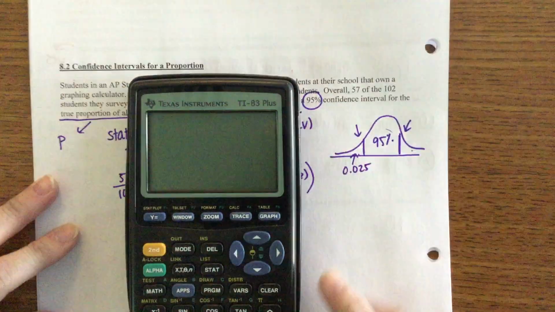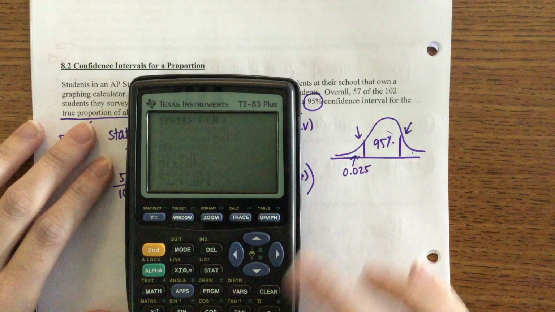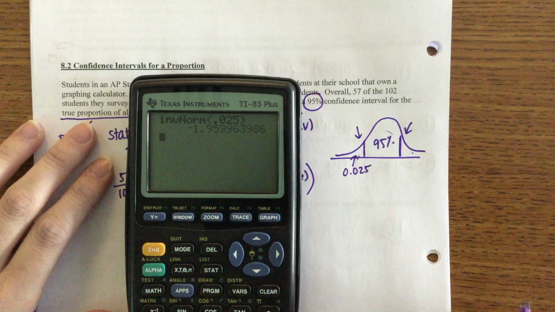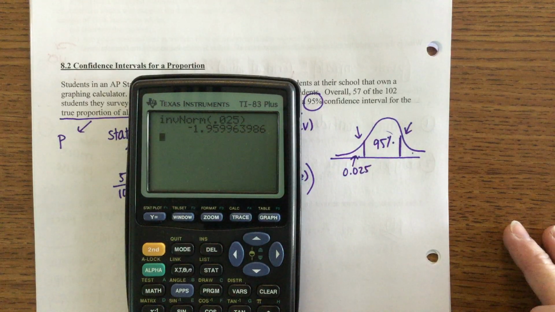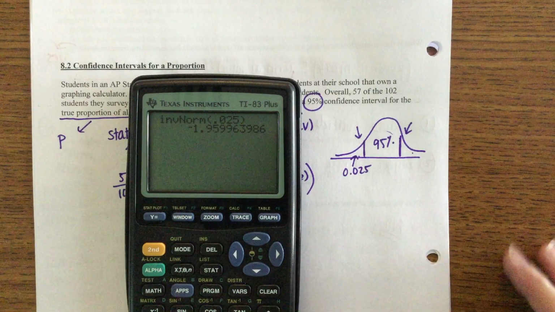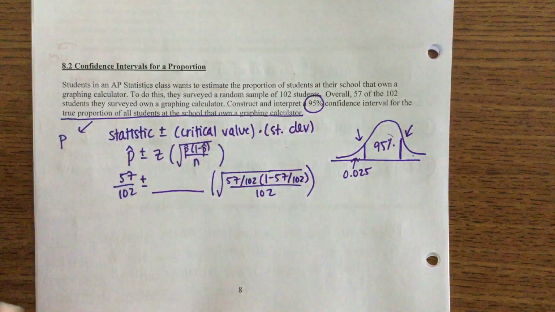So then on a calculator, you're going to go second distribution, inverse norm of 0.025. Okay, you're always going to use the positive answer though. So you don't want to keep this negative answer, make it positive instead. It's okay if you round, so we're going to use 1.96. So that's what'll go in for your Z.